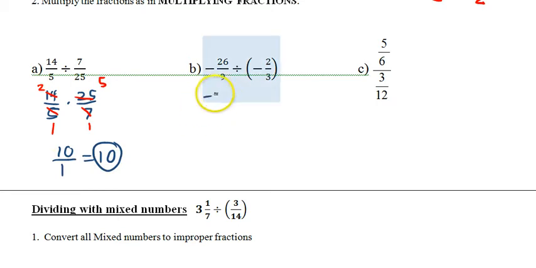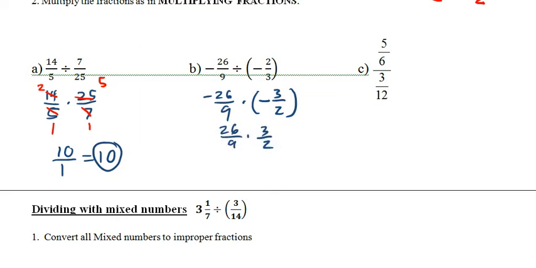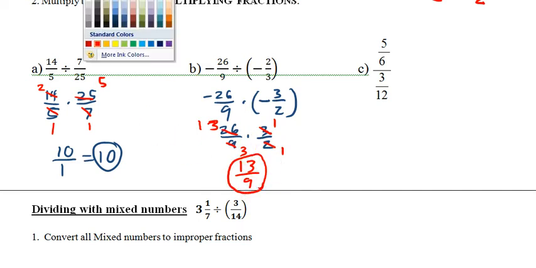All right, the next one, you should have done negative 26 over 9 times, what do you do? You can't flip a negative, right? It's just 3/2. And just to get rid of the negative, what is a negative times a negative? It's a positive, so we can now just ignore it. All right, so the 26 and 2 both contain a 2, and that would give us 13 and 1. The 3 and the 9 both contain a 3, so it's a 1 and a 3. Which gives us 13 over 9. Yes, we're going to leave it as improper.